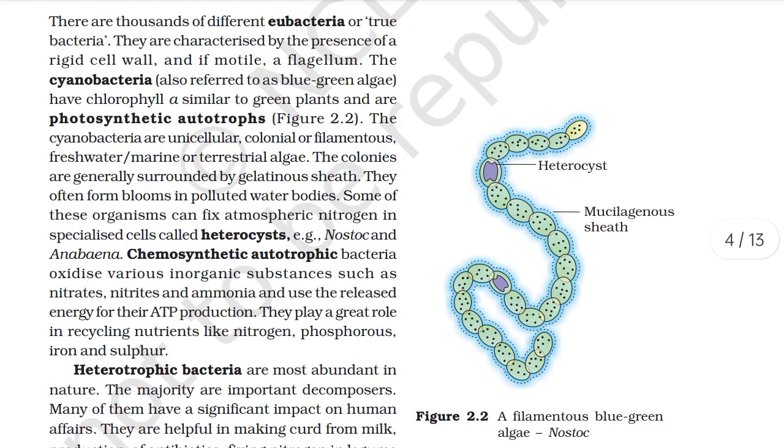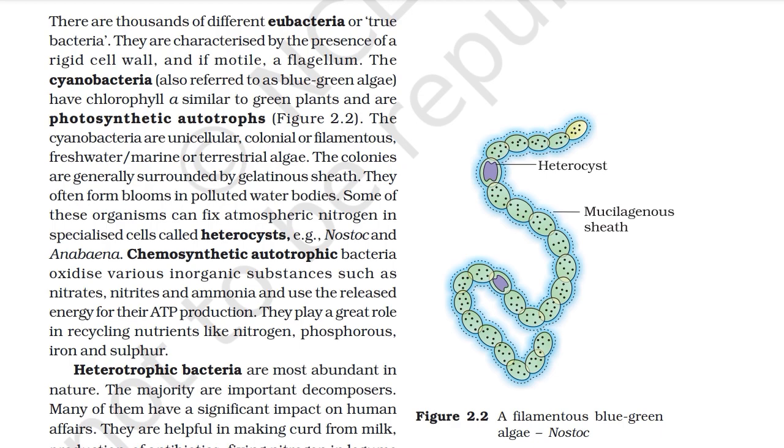Eubacteria. There are thousands of different eubacteria or true bacteria. They are characterized by the presence of a rigid cell wall and, if motile, a flagellum. The cyanobacteria, also referred to as blue-green algae, have chlorophyll, similar to green plants, and are photosynthetic autotrophs. Figure 2.2. The cyanobacteria are unicellular, colonial or filamentous, freshwater or marine or terrestrial algae. The colonies are generally surrounded by a gelatinous sheath. They often form blooms in polluted water bodies.